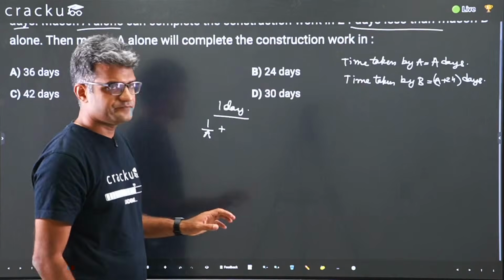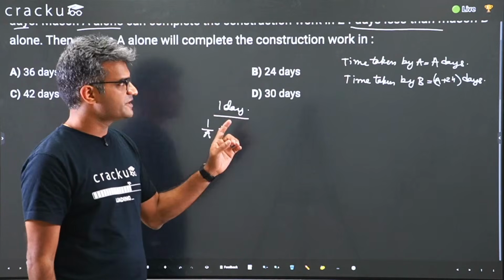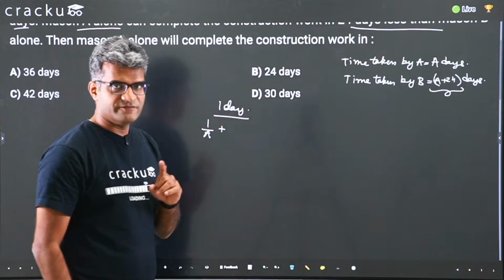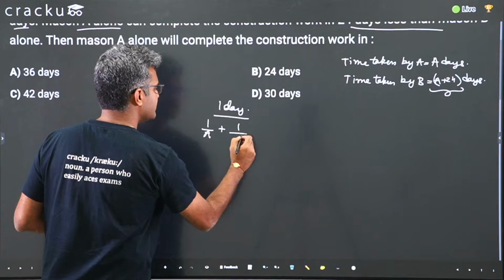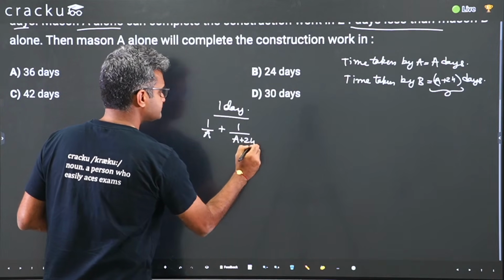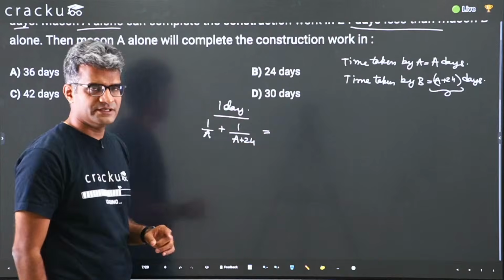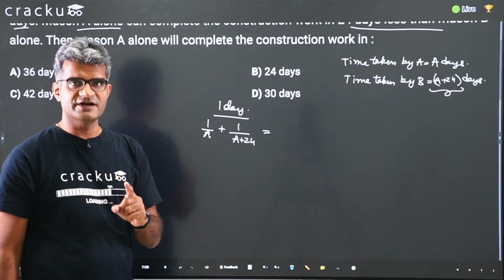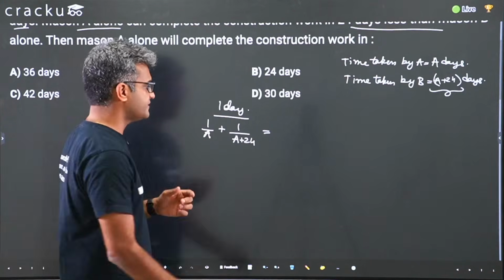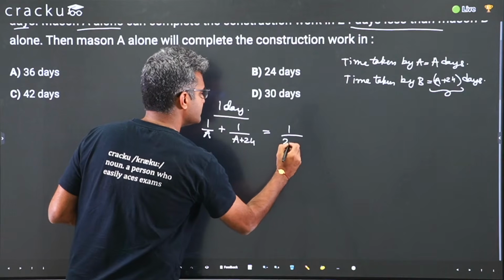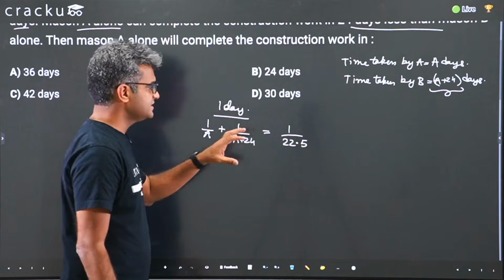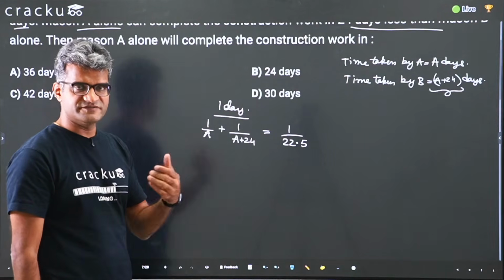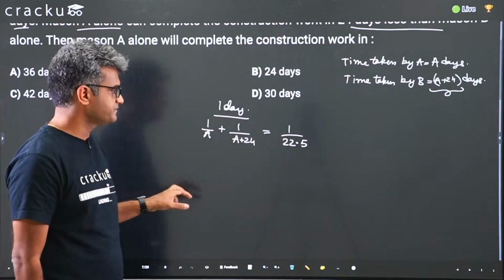Similarly, in one day, how much fraction of the work is completed by B? B finishes the entire work in A plus 24 days. So in one day, B will finish 1 divided by A plus 24. Now if both of them are working together, the job is finished in 22.5 days. So in one day, the fraction of work that they will do is 1 divided by 22.5. This is basically the equation that we have. If you simplify it, we are going to get a quadratic equation. Once we solve the quadratic equation, we can get the value of A.